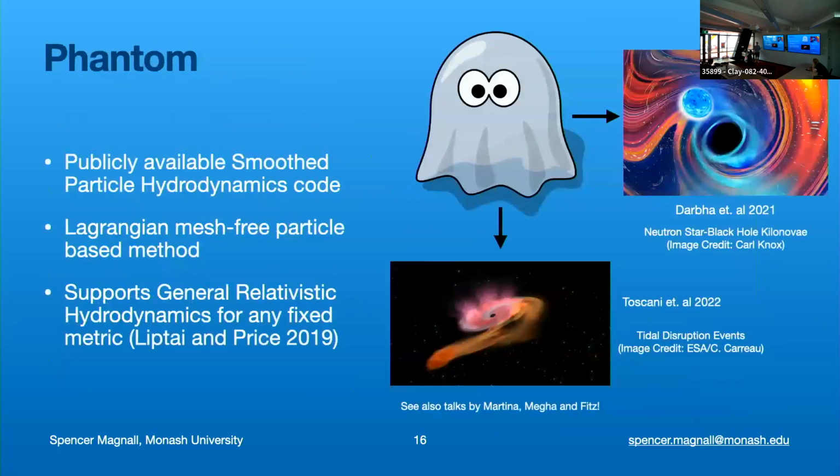Right, so the second code, which is why I'm talking to you today, is Phantom. I don't think I need to cover this too much. The main thing that I want to talk about is we have support for general relativistic hydrodynamics for any fixed metric currently. So we've heard some great talks on TDEs. I have another talk by Fitz after me. It's also being used for neutron star black holes, just to illustrate some of the potential applications so far.